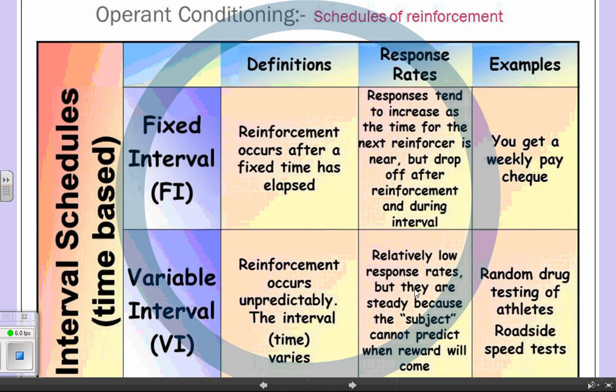What are the positives and what are the negatives of this? Relatively, there is a low response rate. Okay? The response rate is low. That's a negative. But it's steady because the subject cannot predict if the reward will come or not come. So that's why they work at a steady level.